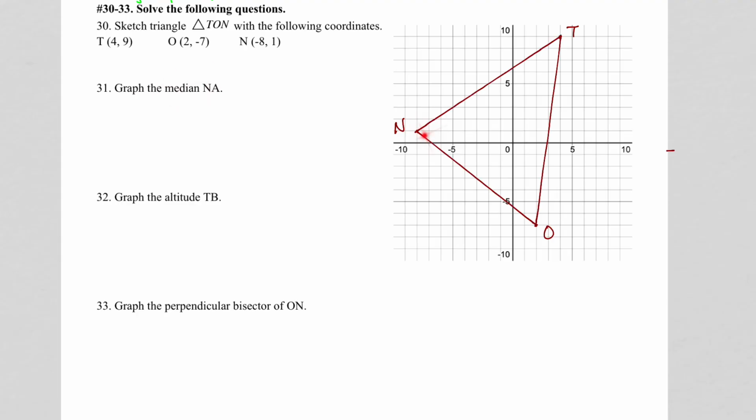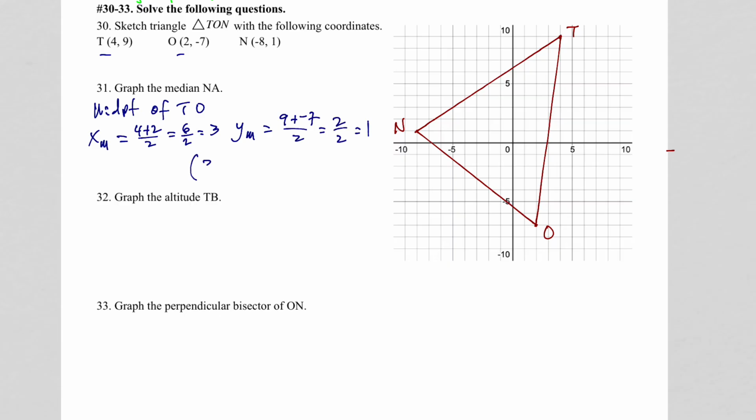Okay, to graph the median NA, I start from here, then I have to go to the opposite side. So I need to know the midpoint of TO. So midpoint, let's do this in blue. Midpoint of TO. So the X value of the midpoint is, here's my T and O, so I have 4 plus 2 over 2, which is 6 over 2, or 3. The Y value of the midpoint is 9 plus negative 7 over 2, which is 1. So the midpoint is 3, 1.